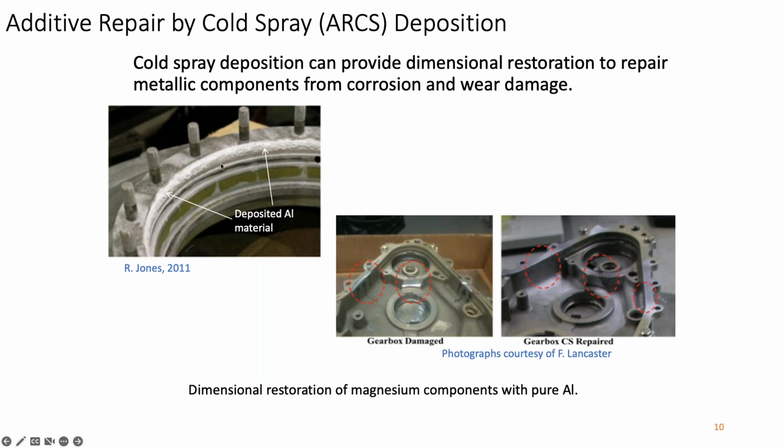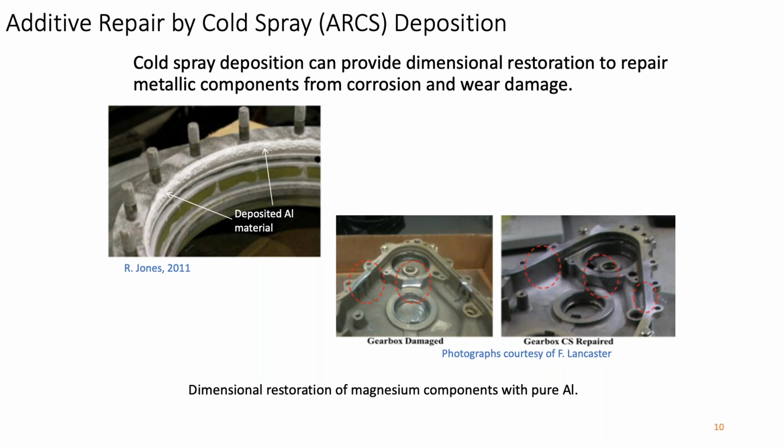So here's an example from Australia where they have a magnesium housing, and it had corrosion damage. They machined out the damaged material and cold sprayed aluminum back in, and then it can be readily machined back to the original dimensions. Here's another example of a magnesium gearbox, and you can see the areas where they've machined out the corrosion damage, and then they've cold sprayed and machined those areas back to tolerance, and you can keep using those components.